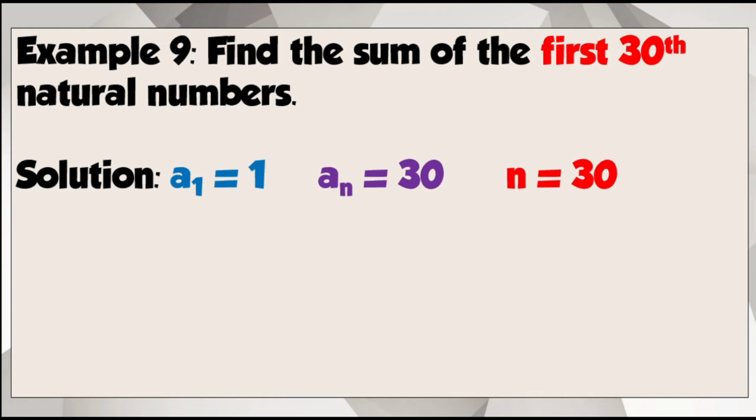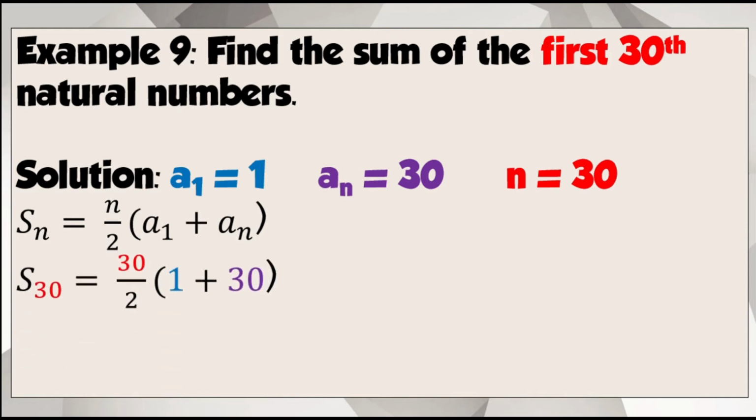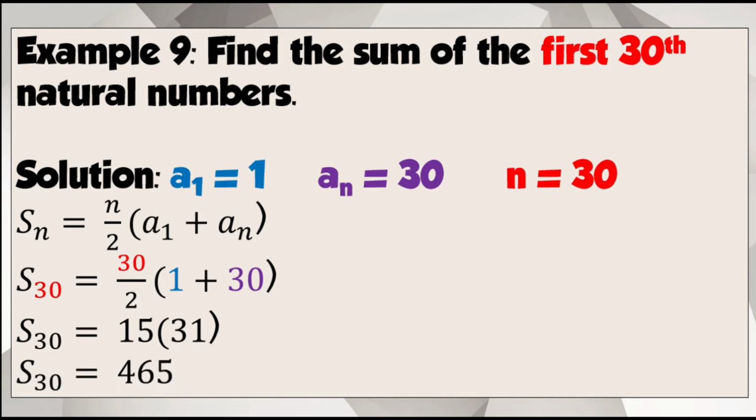So what formula are we going to use? Since a sub 1 is given and the last term is also given, we can use the first formula, which is s sub n equals n over 2 times a sub 1 plus a sub n. Substituting all the givens, n is 30, a sub 1 is 1, a sub n is 30. Solving this, we have 30 divided by 2 is 15, 1 plus 30 is 31, and 15 times 31 is 465.